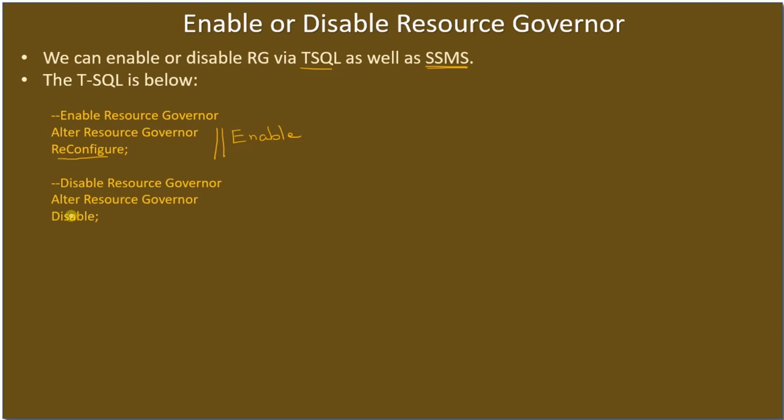So alter resource governor, and for disable you can specify the keyword disable. So reconfigure will enable it, and this will disable the resource governor.